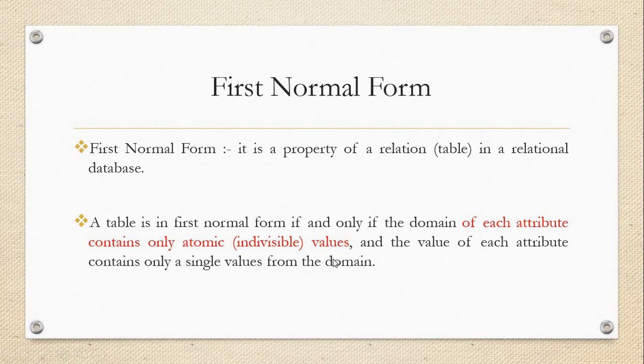What does it mean? For example, suppose a name attribute contains the first name as well as the last name, separated by a space. Is it an atomic value? No, it is not an atomic value. There is a difference between first name and last name.